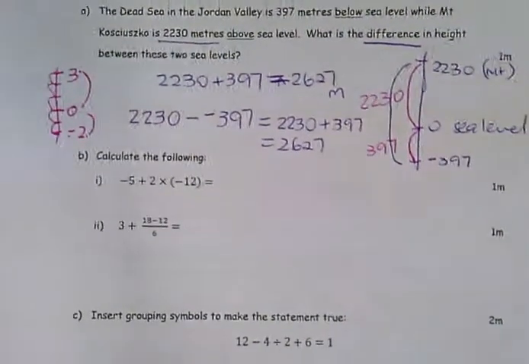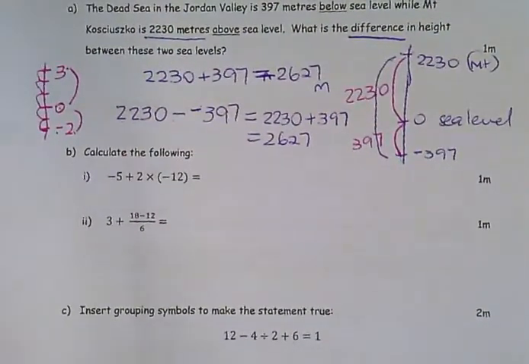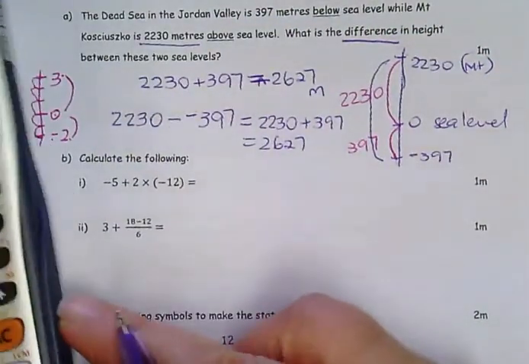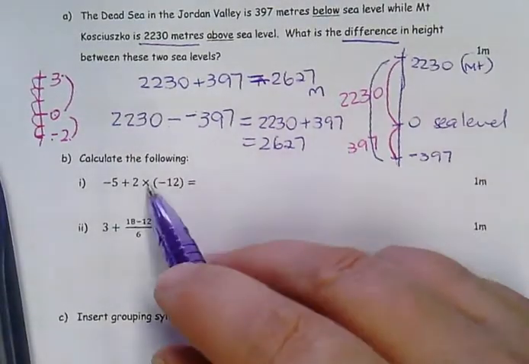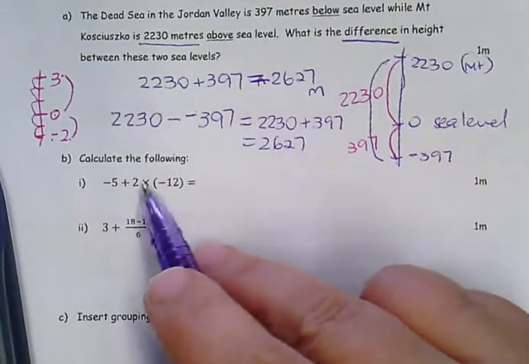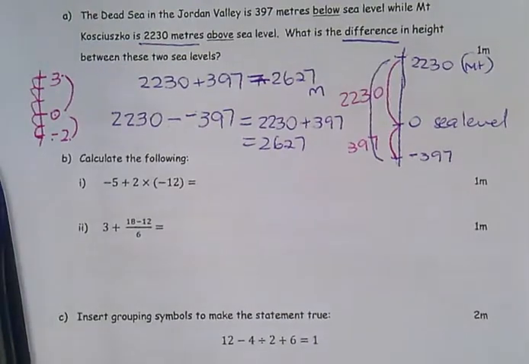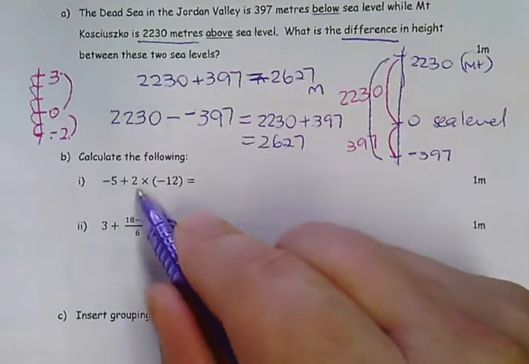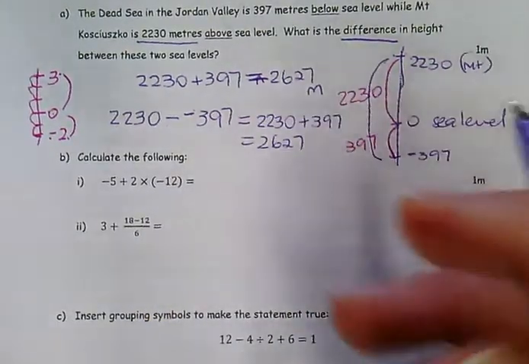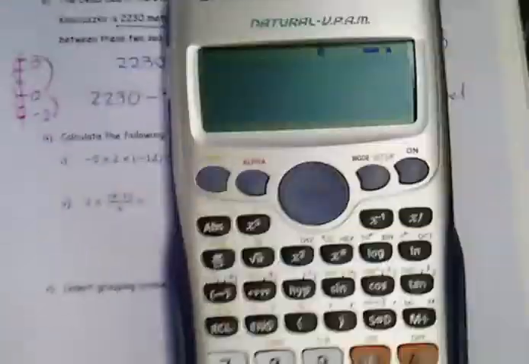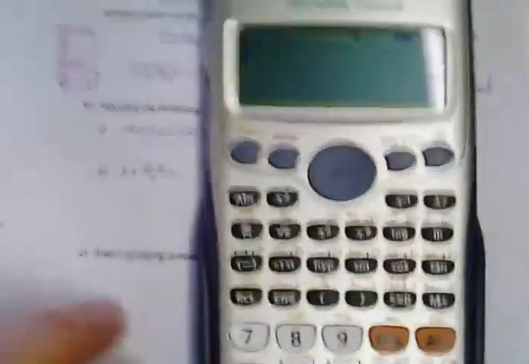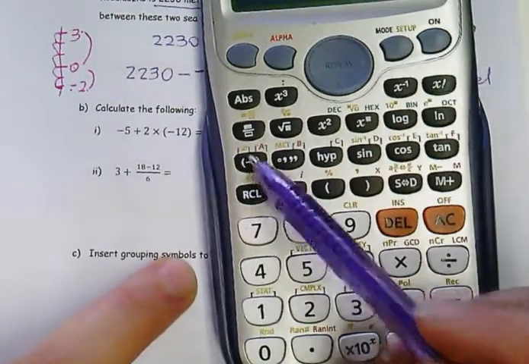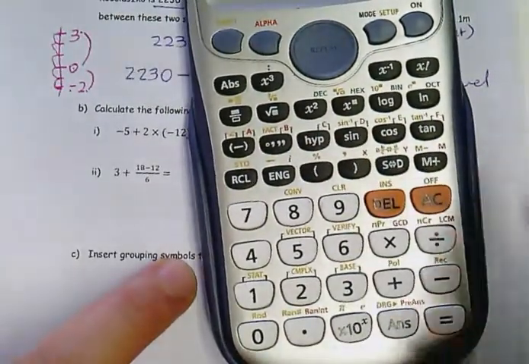Okay, now with the next question, when you're using your calculator, you have to make sure that you know how to input a negative, and the difference between a negative and a takeaway symbol. So on your calculator, we've got negative 5 plus 2 times negative 12. So we just enter that as follows. This is the negative button here. It's not this, this is takeaway, this is negative.